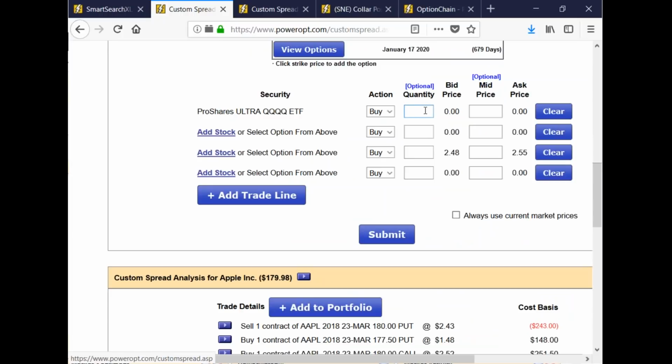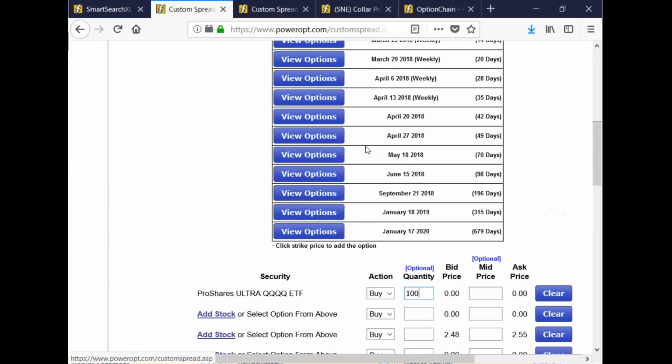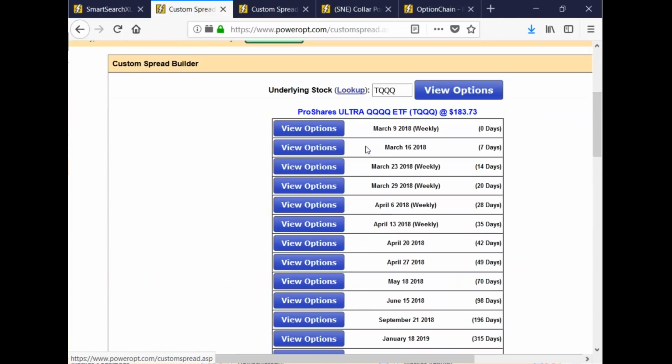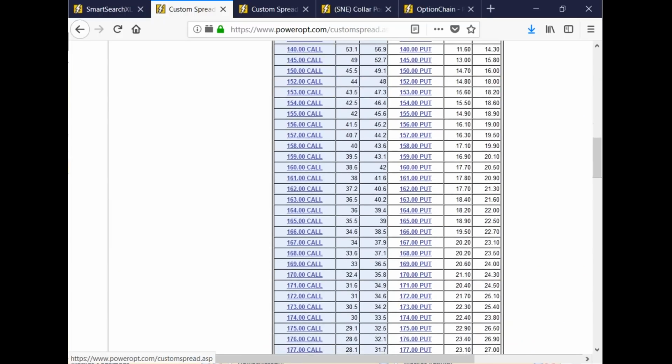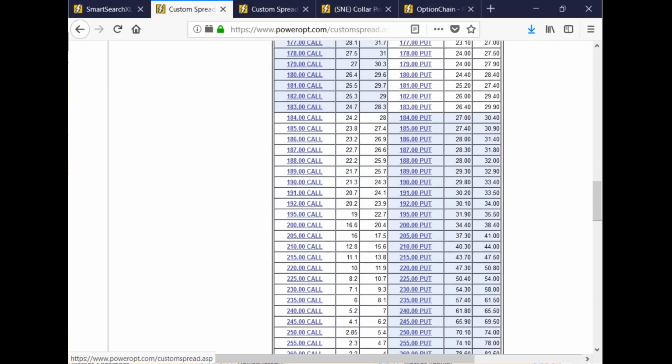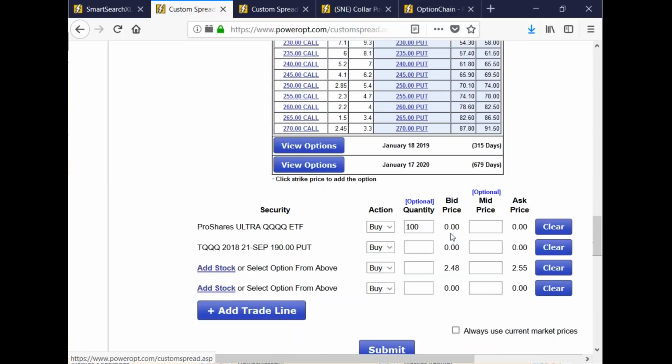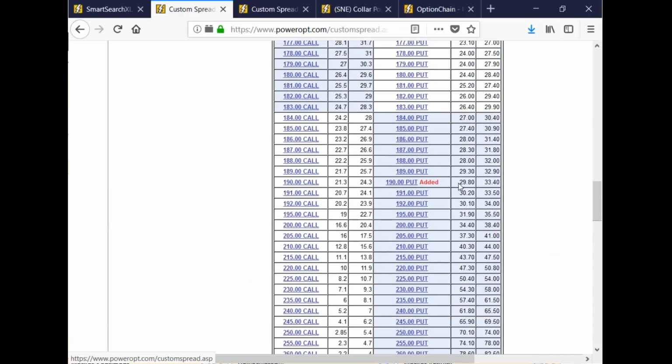And if I was buying a married put today on TQQQ, the stock is at 183.73. I'm naturally going at least out 150 days. The first one's September, 196 days. With the stock at 183, I probably want the 190, but since this is leveraged, I'd really like the 185, but that's going to be too much. So I'm going to have to go with the 190. I may end up going with the 195.